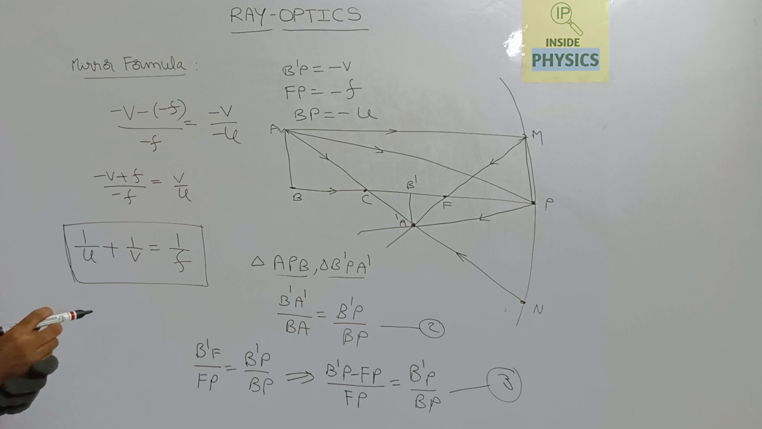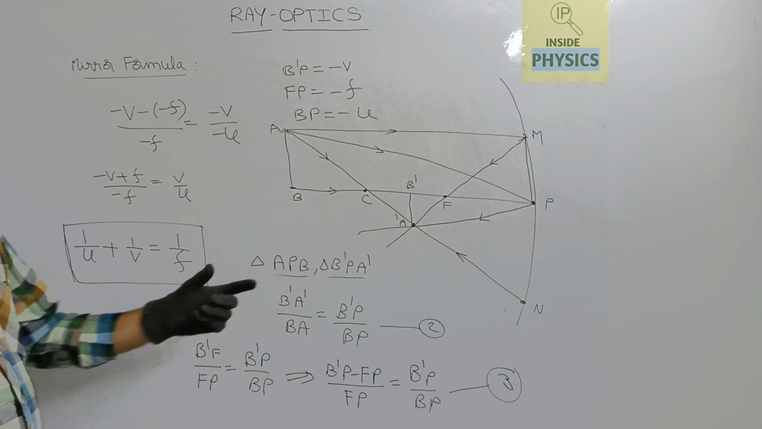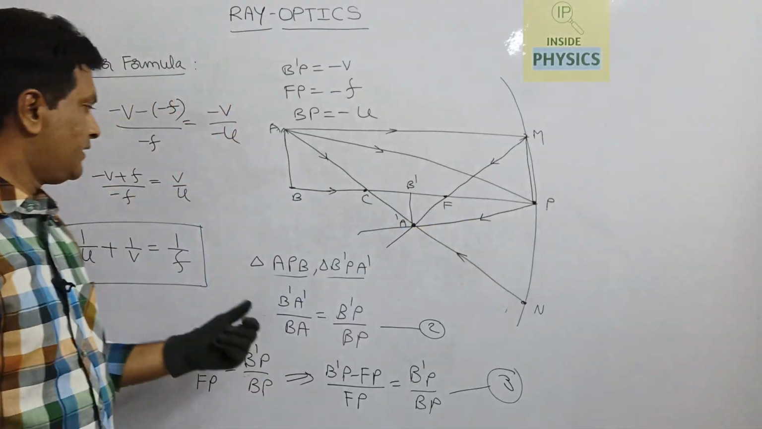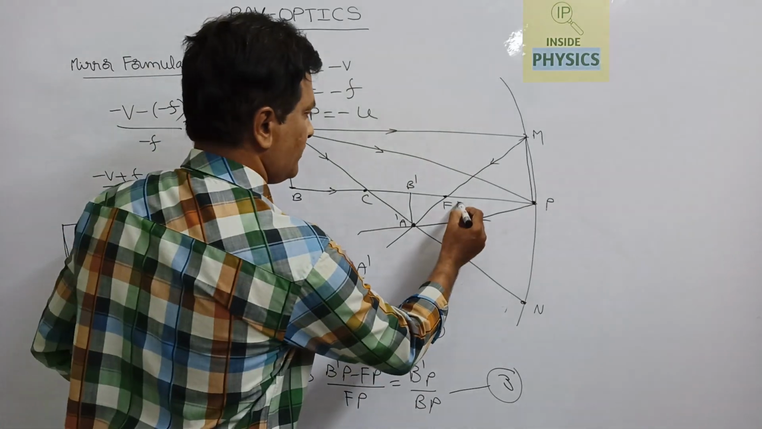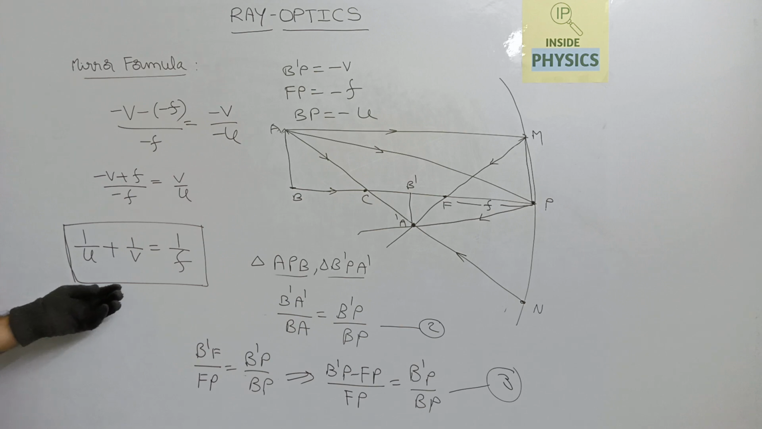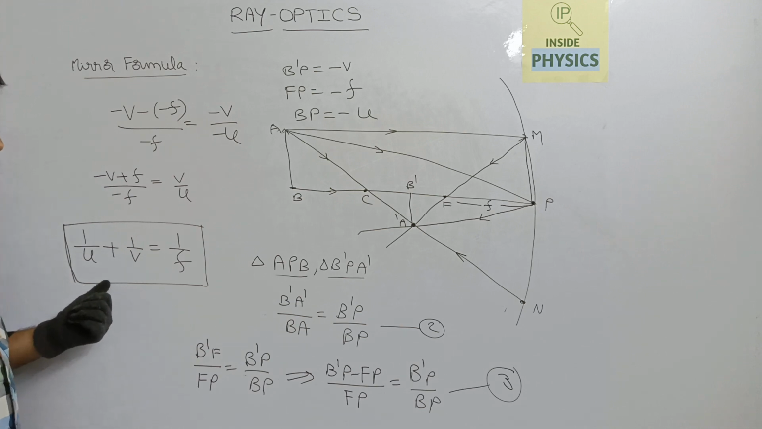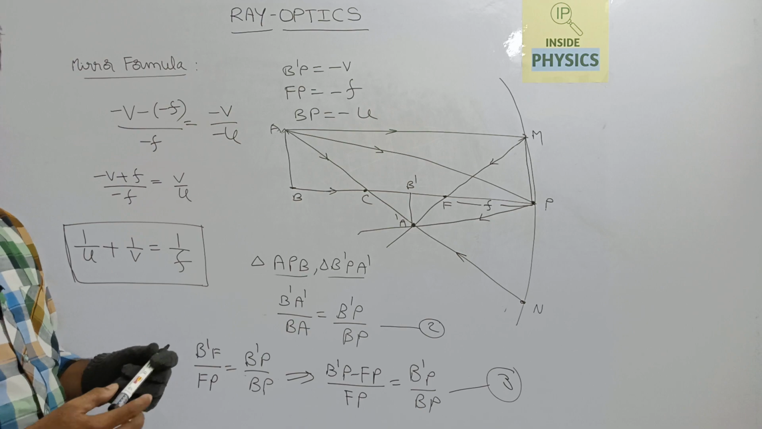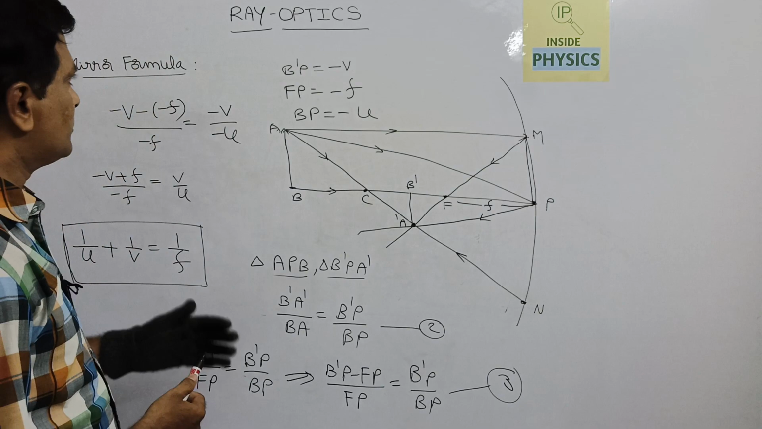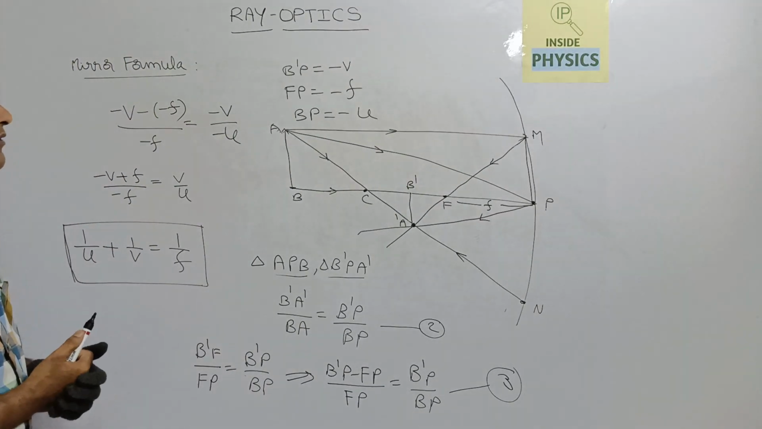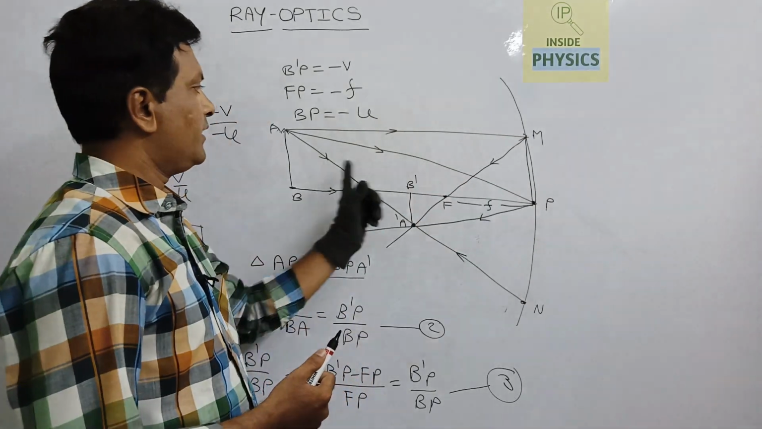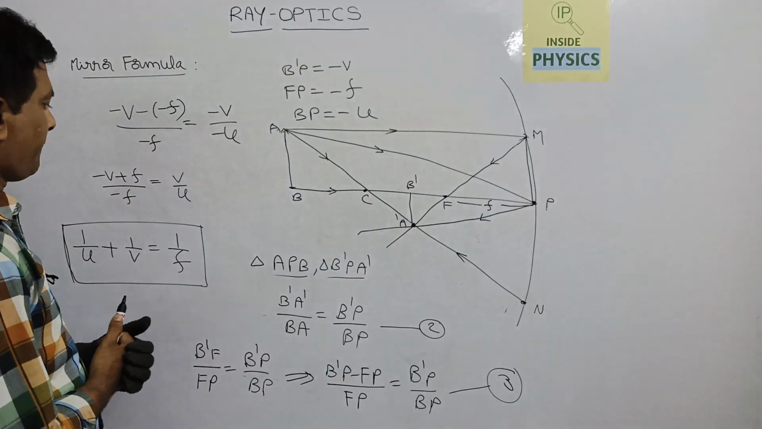So u is the object distance BP, v is the image distance B dash P, and f is the focal length. This is the mirror formula, and we will use it for the problems we will do in the next classes. This is how the mirror formula is derived with the help of a ray diagram.